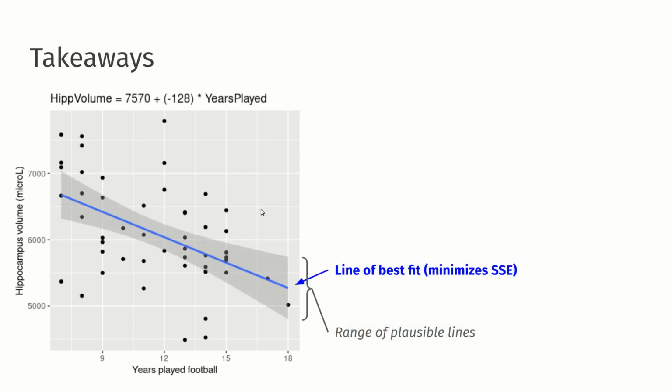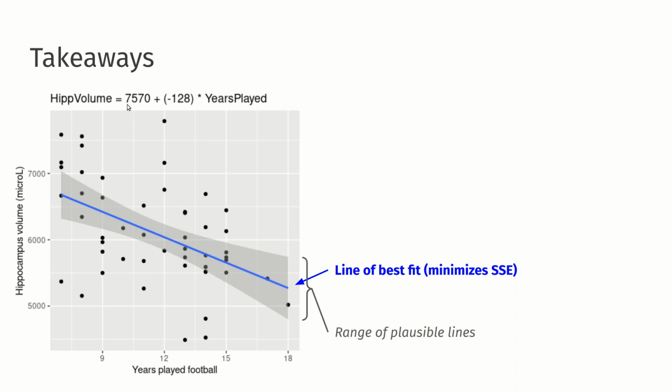All right, so what this graph shows is the same data, so the same points as we saw before, but this blue line here is the line of best fit. It is the result of doing linear regression, the line that minimizes the sum of squared errors between the observed hippocampus volumes of each player here and the volumes that are predicted by the line. And here is the equation of that line.